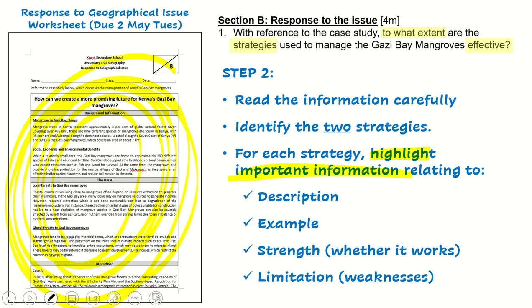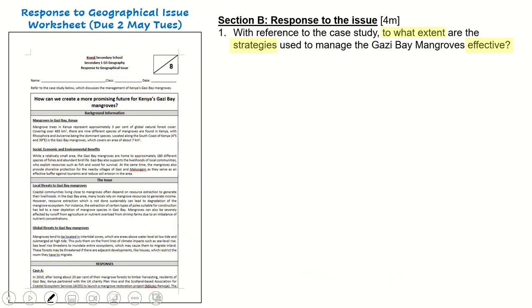Are you done? If you are done, you can continue. Step number three, what do we do next? Now that we highlighted all our description, our example, our strength, and our limitation for both rehabilitation and public education, we go on to step number three. What we are going to do is start writing the formal essay using information and, yes, your own knowledge. If you want to add in one or two sentences, that's fine.